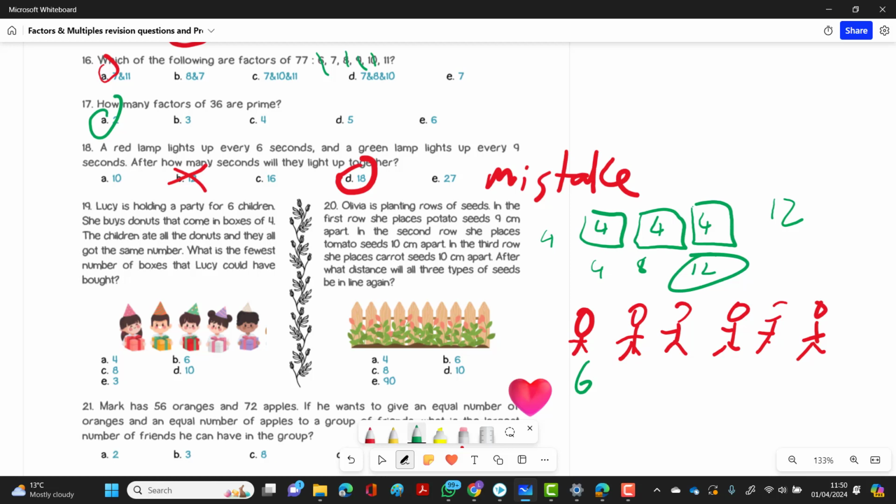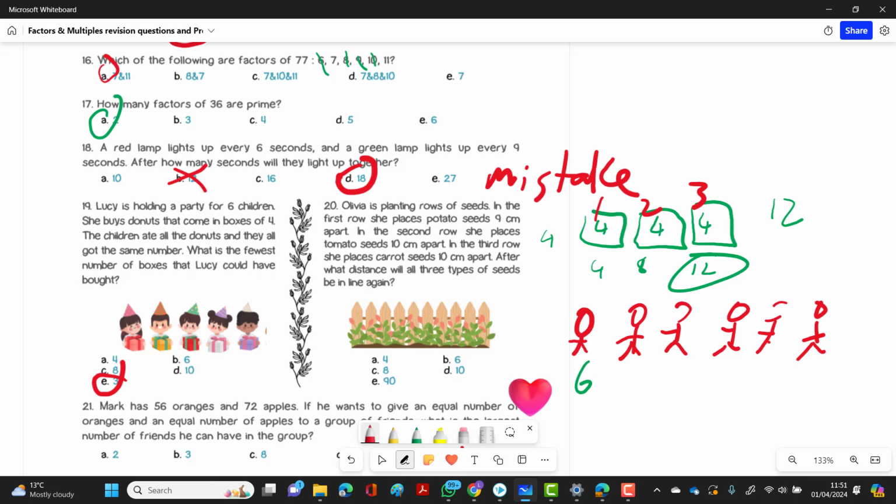So how many boxes is that? Let's do 1, 2, 3 boxes. So it should be E. 3 boxes, 12. 12 can be shared out among 6 kids. They'll get 2 each. They'll get an equal amount. Okay, number 20.